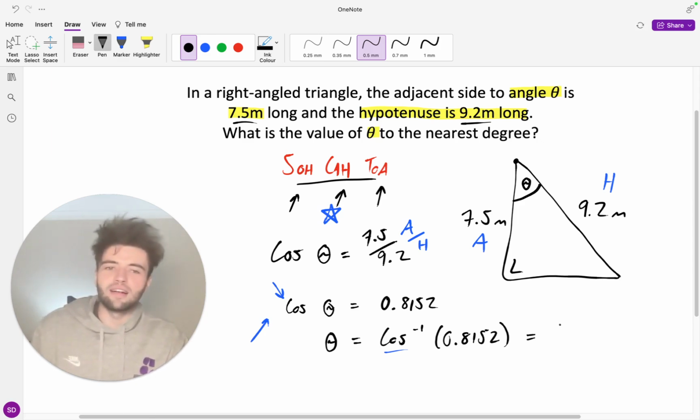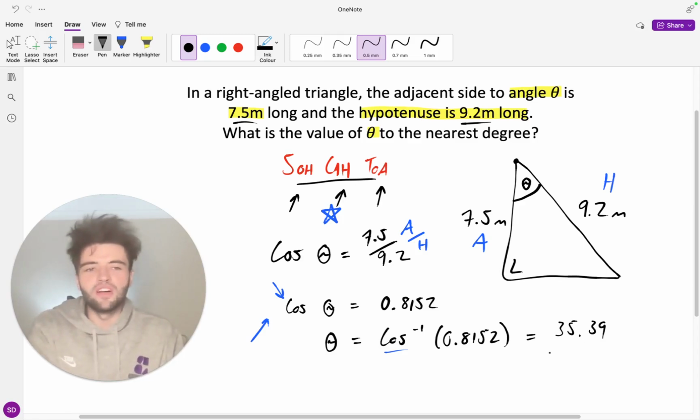And so we can plug this in the calculator. And this is basically going to be equal to 35.39. But then we have to obviously round this to the nearest degree. So we get down to 35 degrees. So that's going to be our final answer for this one.